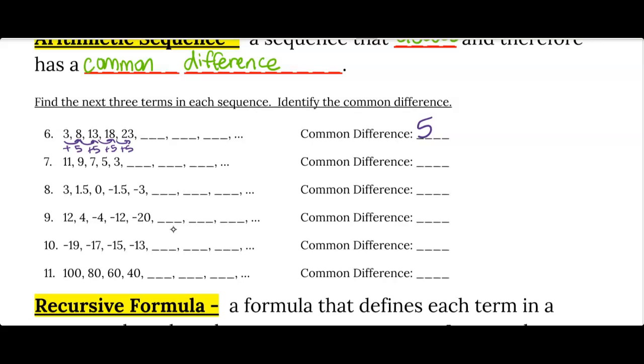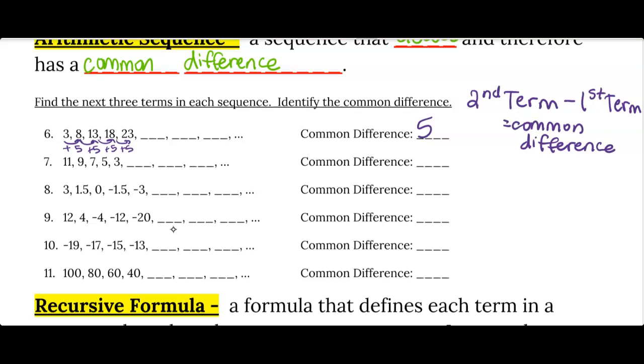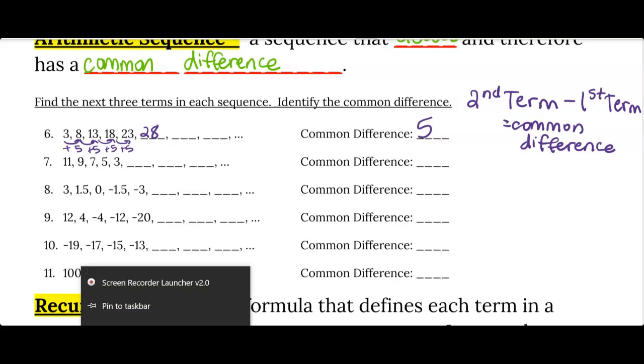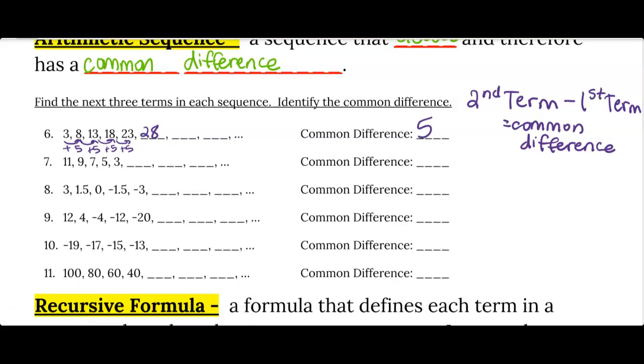If you're unsure or can't see it right off the bat, you can always do the second term minus the first term. Whatever the second term is minus the first term will always give you the common difference. So 23 plus 5 would give us 28. And then 28 plus 5 would give us 33. And 33 plus 5 would give us 38.